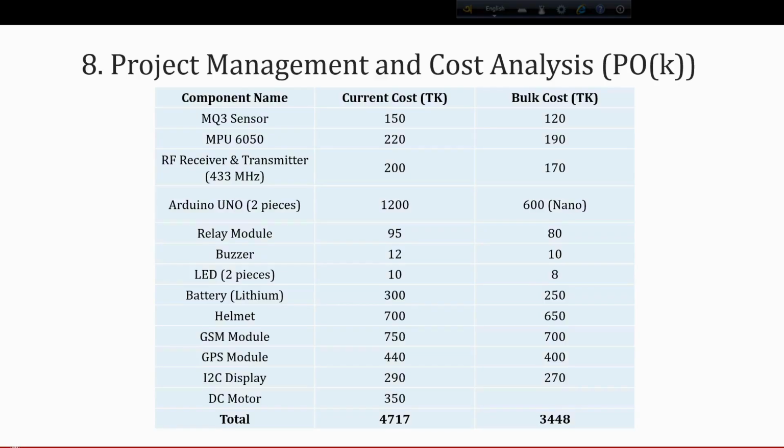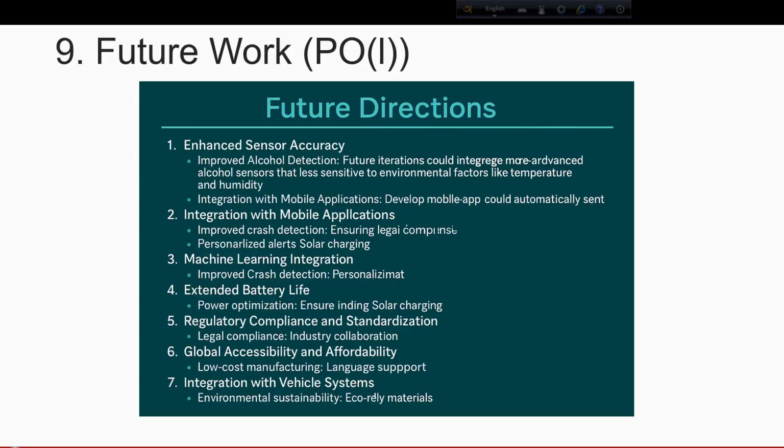MPU 6050, etc. Looking ahead, our future directions include enhanced feature accuracy, integration with a mobile application, machine learning integration, extended battery life, regulatory compliance and standardization, global accessibility and affordability, and integration with vehicle systems. Thank you, sir.